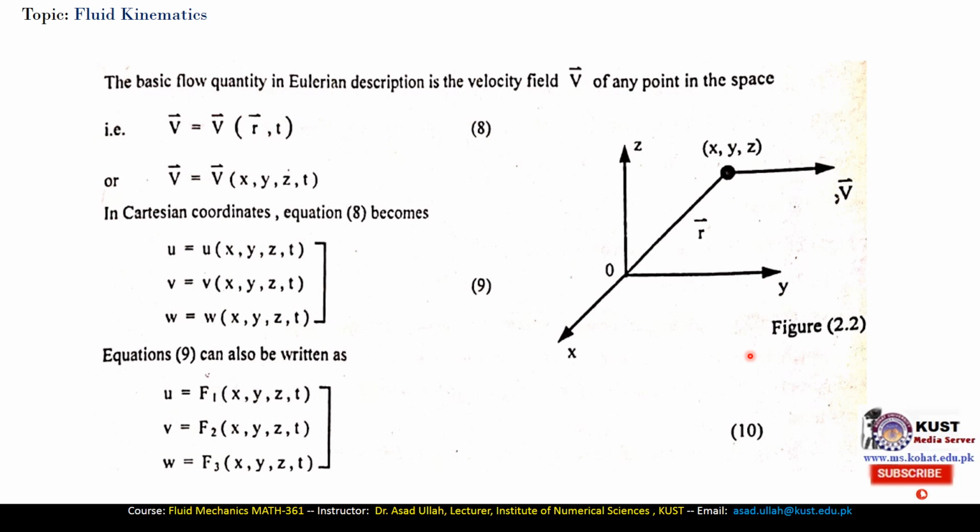In the figure on the right hand side, a point is selected, that is x, y and z in space, whose position vector is r, and the velocity is shown, that is the fluid particle or any object passing through this point has the velocity v, and we are observing its velocity and changes in its velocity as it passes through this point.